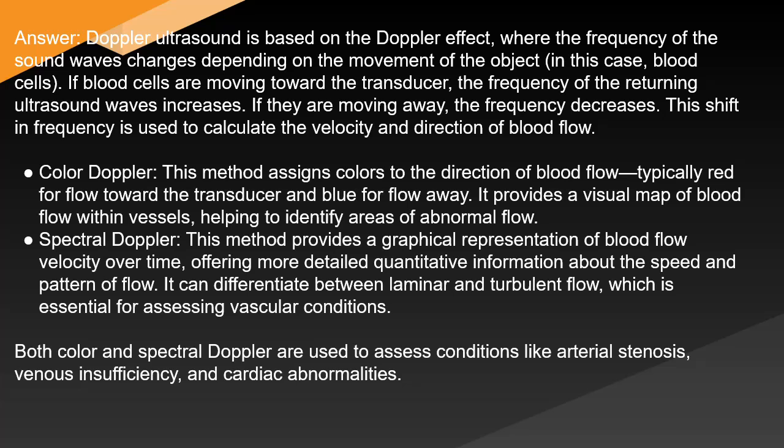Color Doppler. This method assigns colors to the direction of blood flow, typically red for flow toward the transducer and blue for flow away. It provides a visual map of blood flow within vessels, helping to identify areas of abnormal flow. Spectral Doppler. This method provides a graphical representation of blood flow velocity over time, offering more detailed quantitative information about the speed and pattern of flow. It can differentiate between laminar and turbulent flow, which is essential for assessing vascular conditions. Both color and spectral Doppler are used to assess conditions like arterial stenosis, venous insufficiency, and cardiac abnormalities.